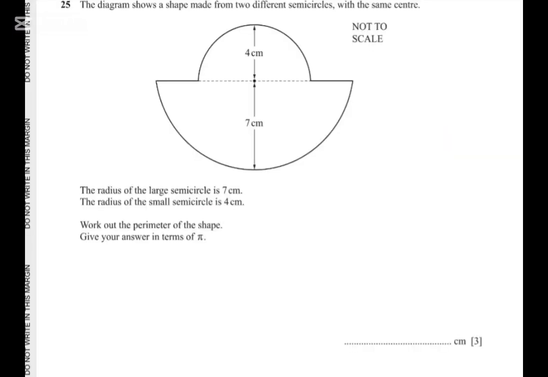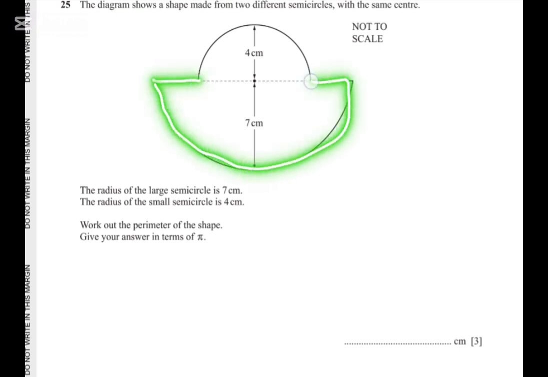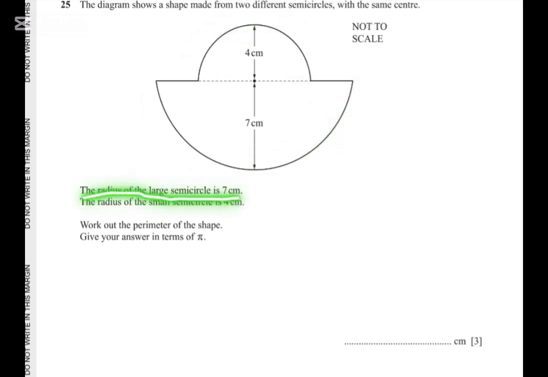Question number 25. The diagram shows a shape made from two different semicircles with the same center. So there are two semicircles here. This is one big semicircle and there is a small semicircle. The radius of the large semicircle is 7 centimeters. The radius of the small semicircle is 4 centimeters. Work out the perimeter of the shape. Give your answer in terms of pi.